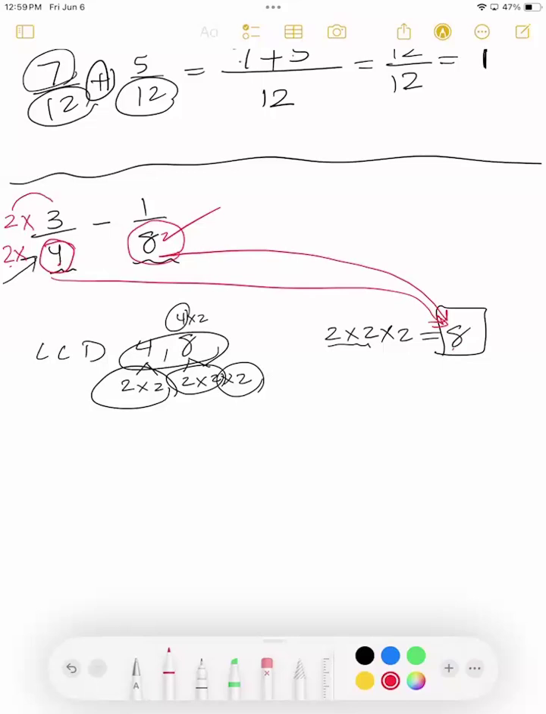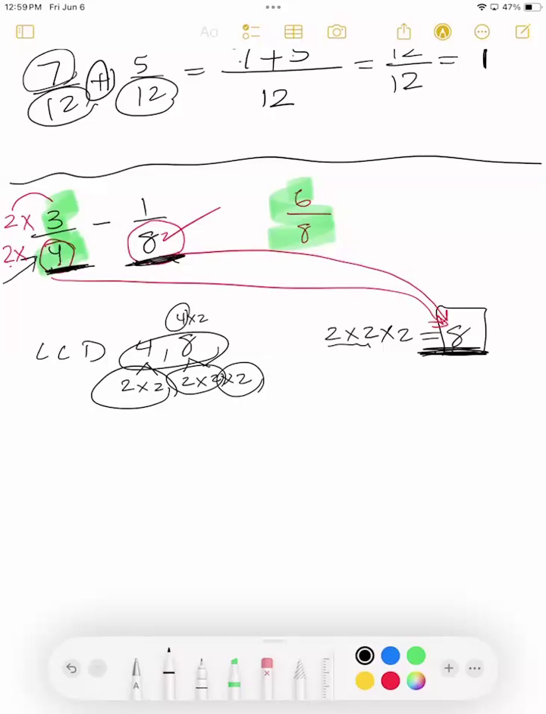3 times 2 is 6. 2 times 4 is 8. So I wrote 3/4 here as 6/8. Mathematically, 3/4 and 6/8 are the same amount. Whether you eat 6/8 of a pizza or whether you eat 3/4 of the same pizza, you have had the same amount. So once you find the LCM, you want to make sure these denominators look like your least common multiple or your least common denominator.